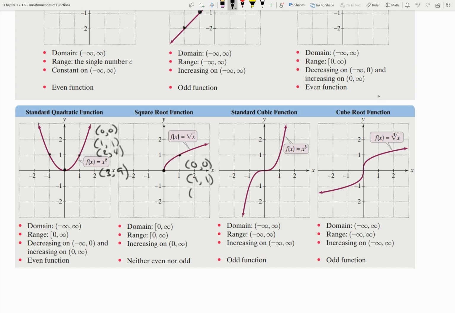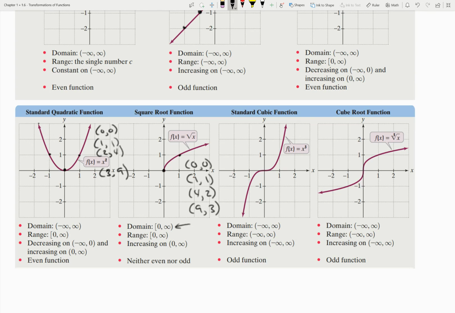I don't really like that. 3, I don't like that. But if I plug 4 in, I get 2. If I plug 9 in, I get 3. So you notice that these points are reversed from the quadratic function. Okay, that is because they're inverses of each other, something that we'll cover in a later section.